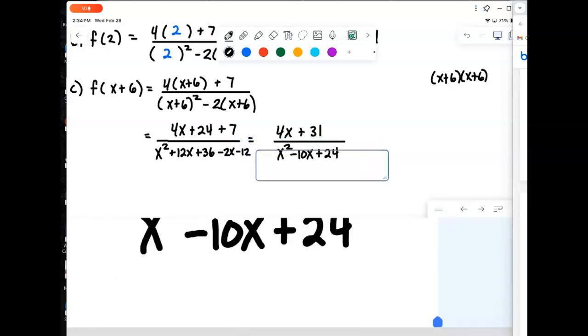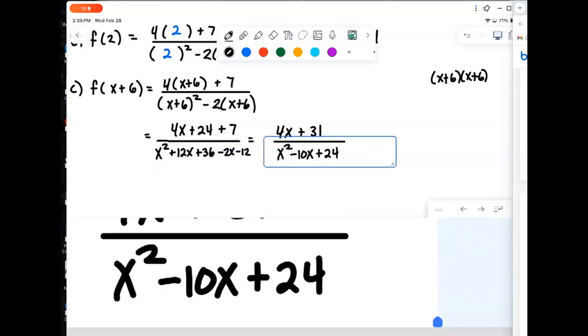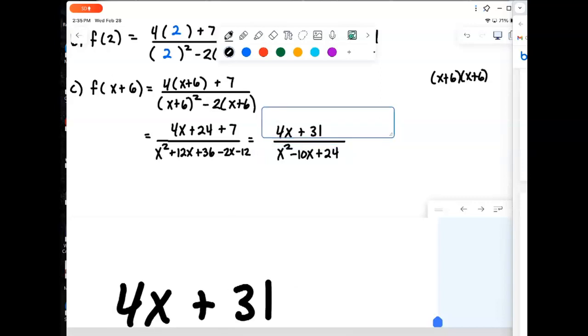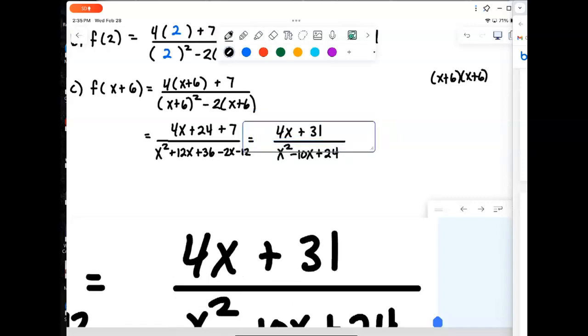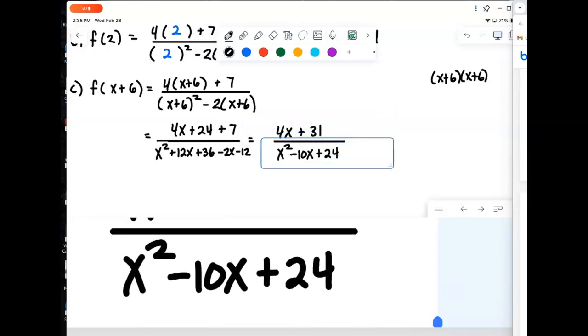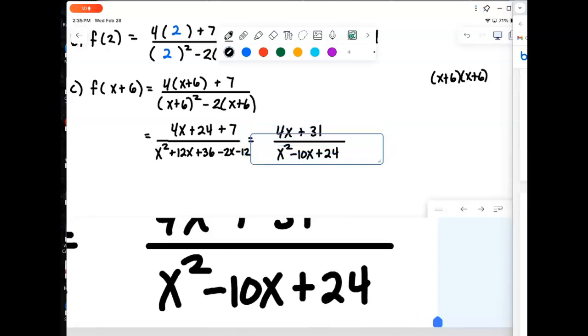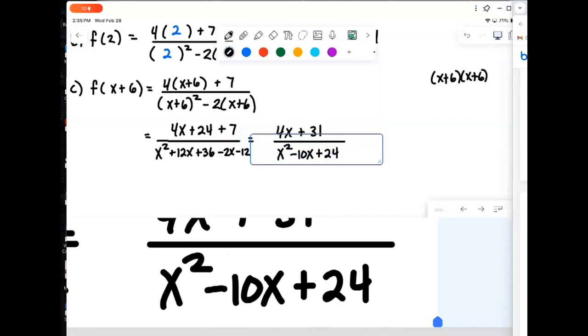Now I could keep going with this and do some other stuff with it. I could factor this denominator, but that's really not going to make much of a difference because it's not going to cancel. That top doesn't break down at all. Right? There's no common factor. And certainly isn't going to cancel with anything here because I have a 1 in front of the x squared, and I have a 4 in front of the x up there. So really good to go there. We can just leave it like that.